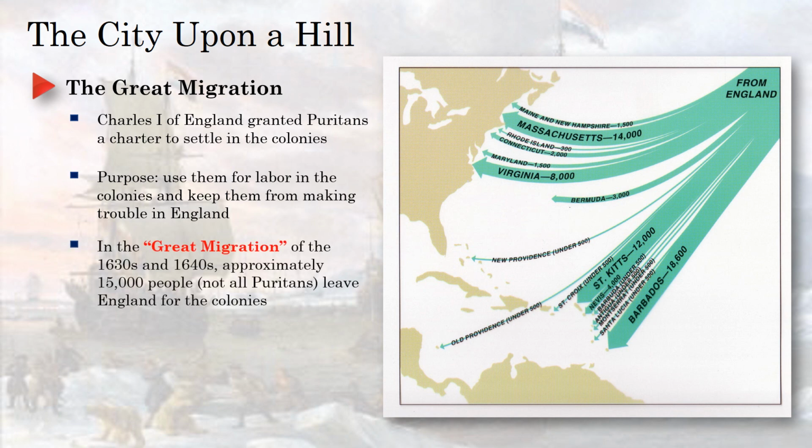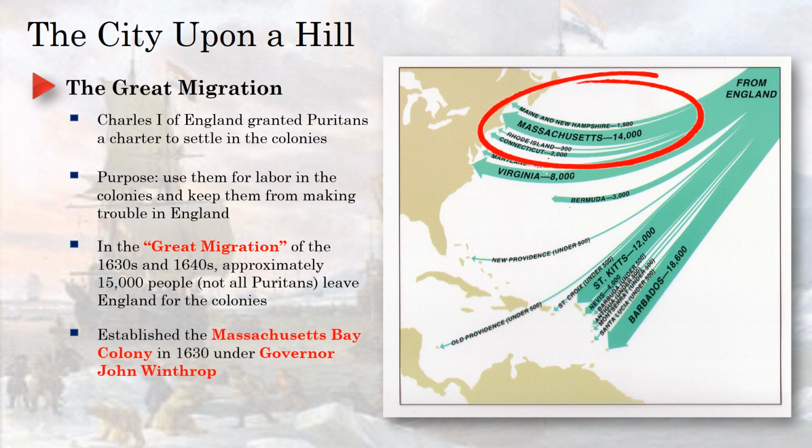So in what's known as the Great Migration of the 1630s and 40s, you have approximately 15,000 people, and of course not all of them are Puritans, who leave England for a new life in the colonies. There, the story that we're going to follow is the establishment of what's called Massachusetts Bay Colony in 1630 under a fellow named John Winthrop, Governor John Winthrop.